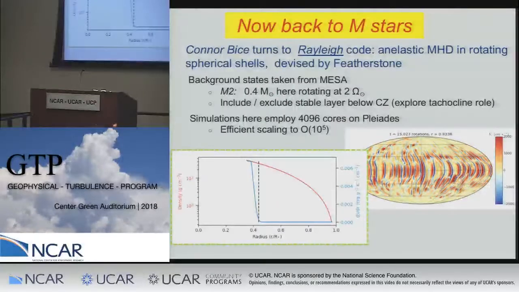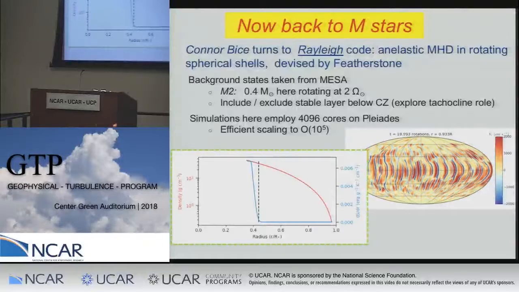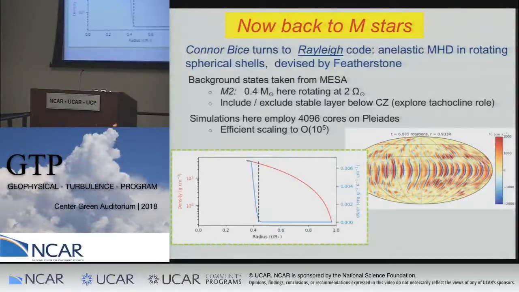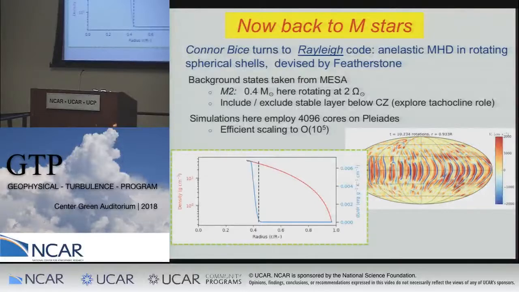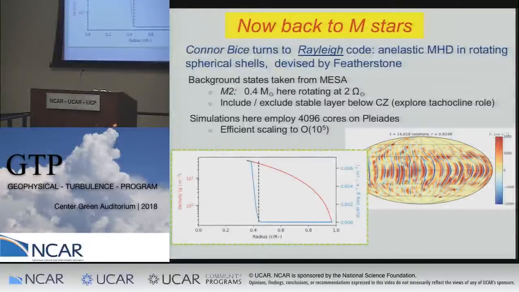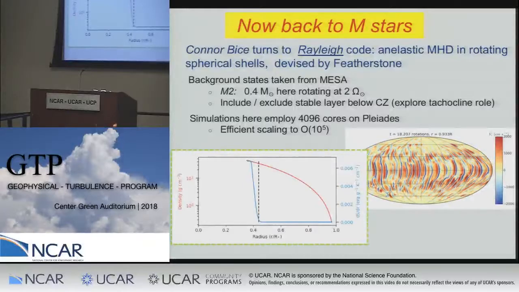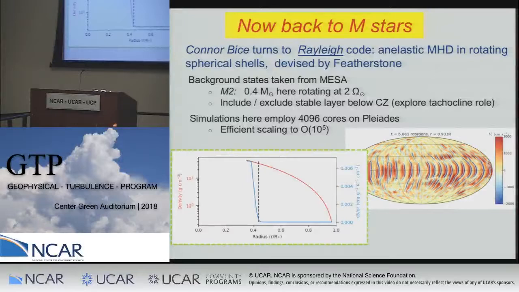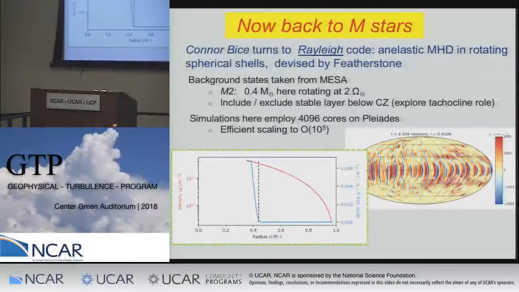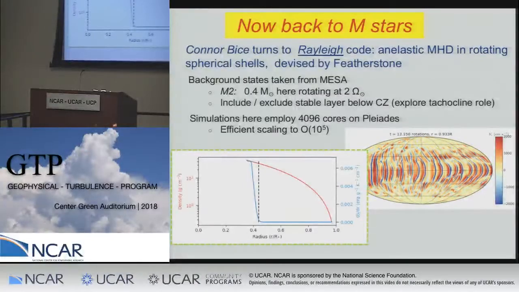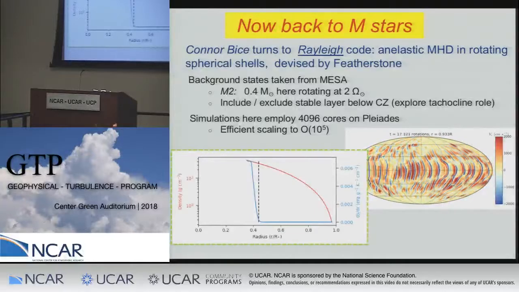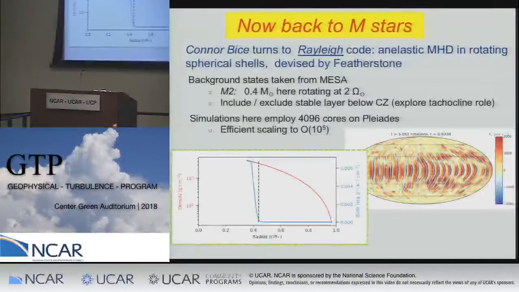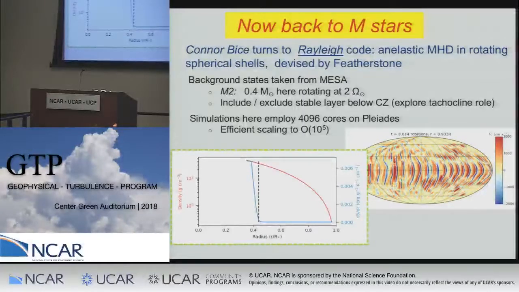center. What we've chosen to do is to look at one of the stars that, in principle, could have a tachocline. We take a background state for the star from a stellar structure and evolution code called MESA. We take a star that has 4/10 the mass of the sun, and here rotating about twice the solar rate. And we can do some experiments where we can either include or exclude whether we put a stable layer below the convection zone.